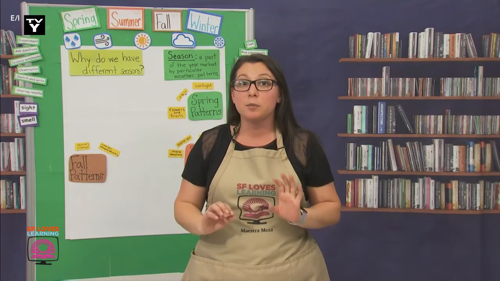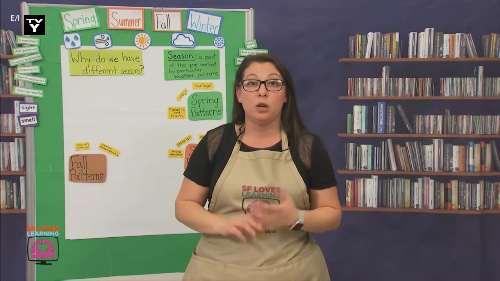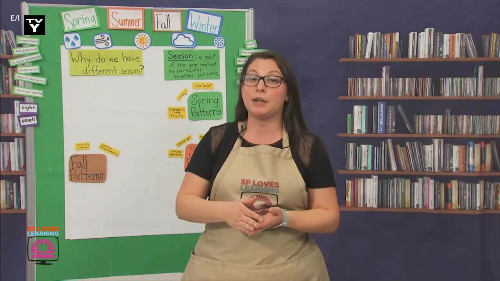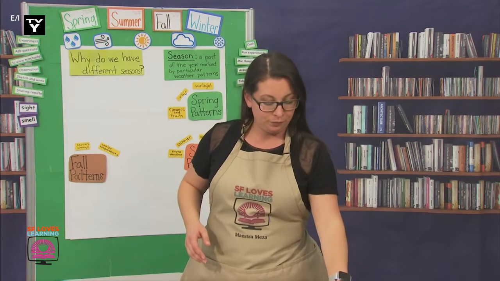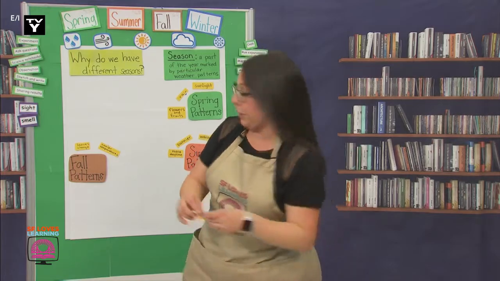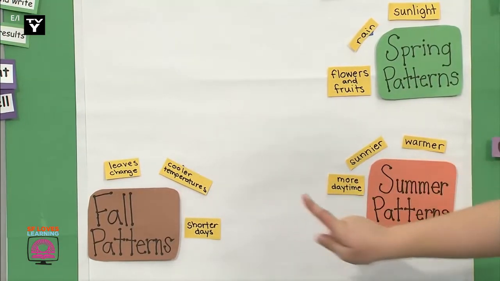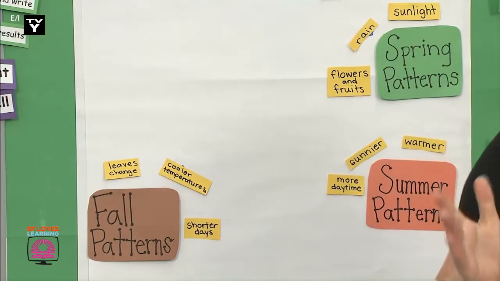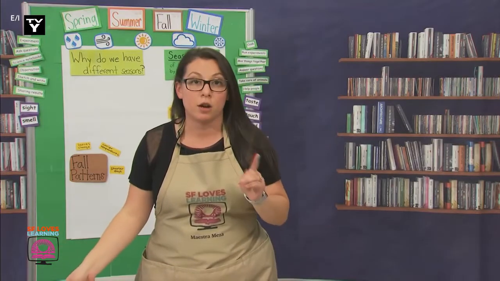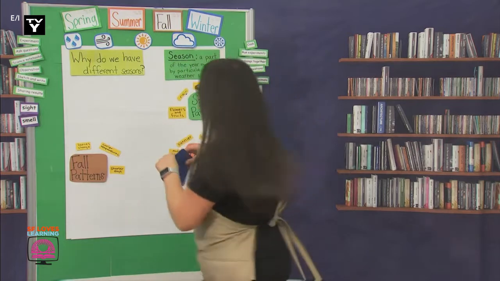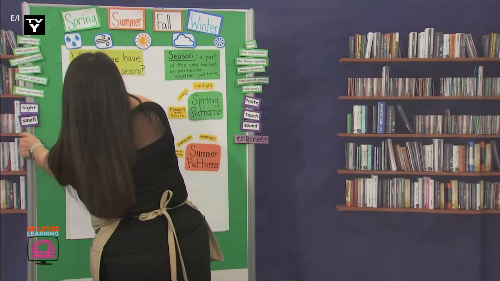Then I would like us to brainstorm what we know about the final season, winter, which starts in mid-December and lasts until mid-March. Shorter days. Leaves change, cooler temperature, shorter. Okay. Let me put up winter patterns on the chart so I can brainstorm with you. Winter patterns.